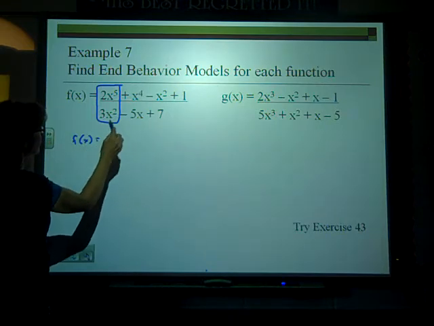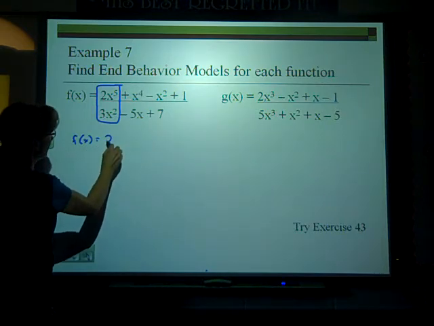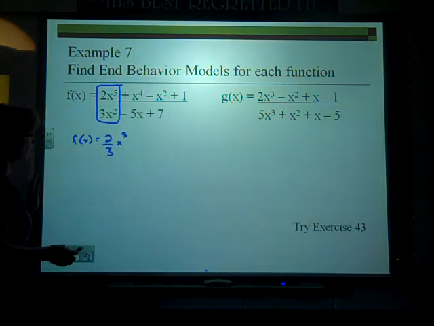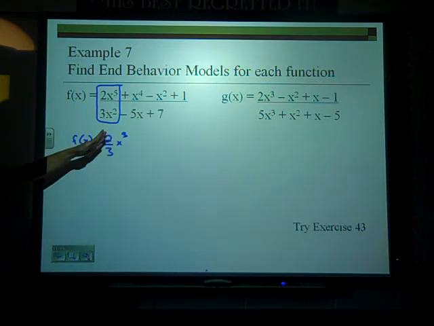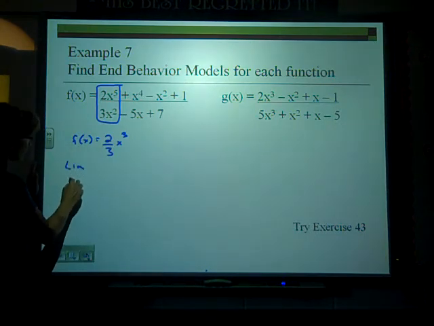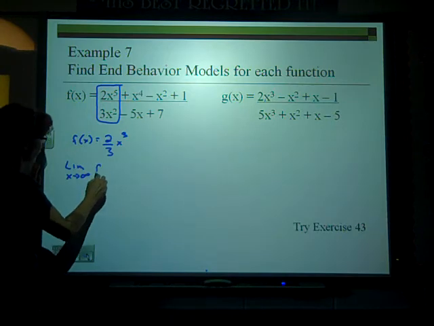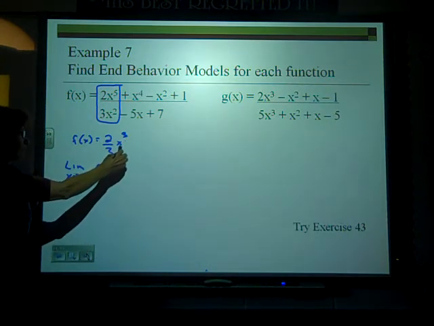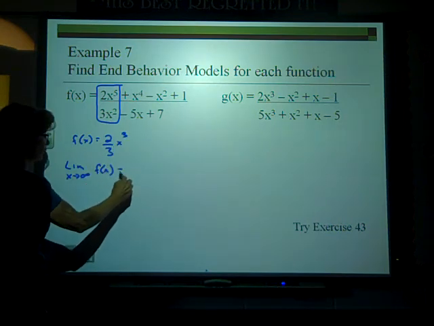So I'm going to look here, and I'm going to reduce that, and f of x, as it tends to positive infinity or negative infinity, is going to be 2/3 x to the 5 minus 2, x to the third power. There's your end behavior model. It's still increasing, so I would say the limit as x tends to infinity of f of x, well, as you put in bigger and bigger numbers here, it's going to go to infinity.